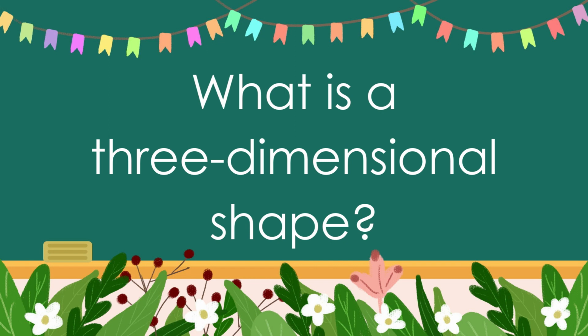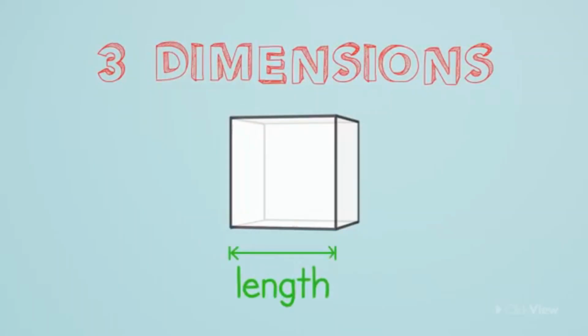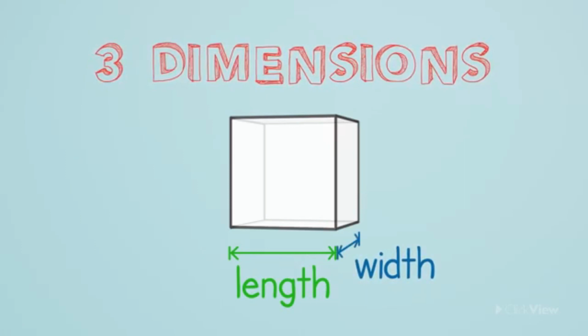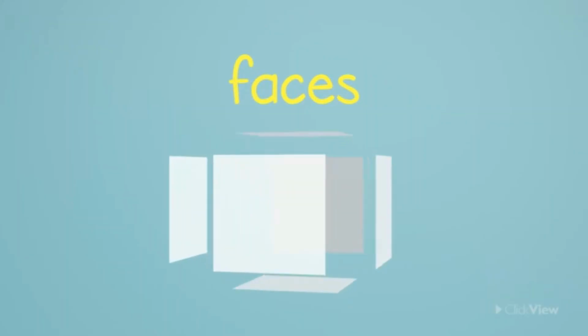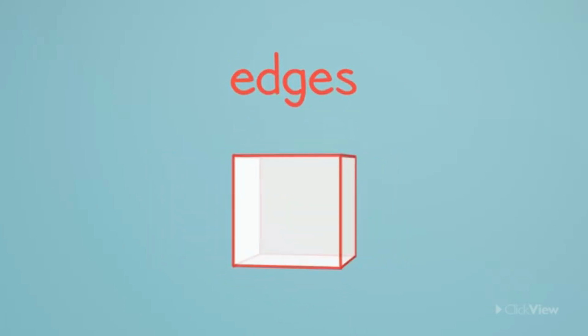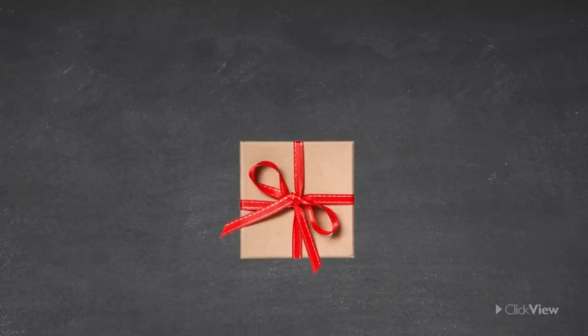Now, what do you mean when you say three-dimensional shape? A three-dimensional shape can be defined as a solid figure or an object or shape that has three dimensions: the length, the width, and height. Now, the three dimensions has faces, edges, and corners.